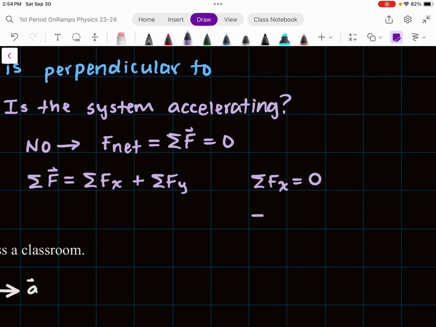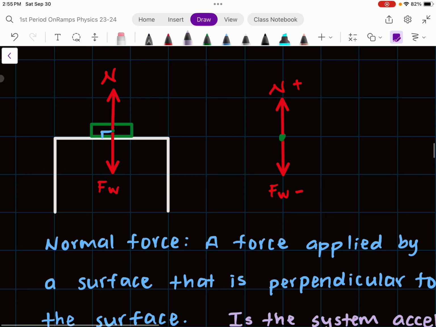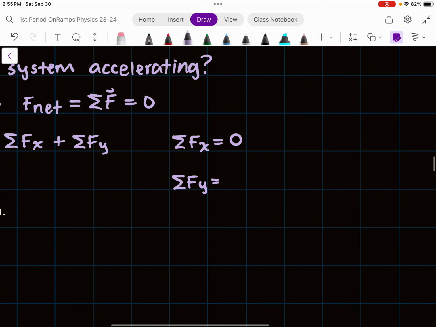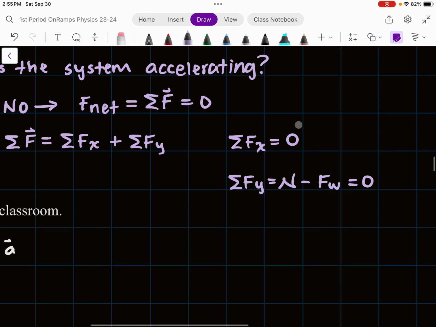Now let's try the y direction. Well, we can see we have two forces acting along the y direction, the vertical direction, the weight and the normal force. And we said that normal would be positive and the weight would be negative. So then we have the normal force minus the weight of the book, the force of weight, negative because it's pointing down, and that's equal to 0. When my net force is equal to 0, both of these have to be equal to 0.